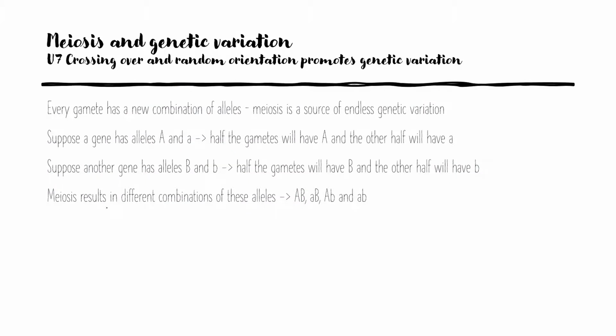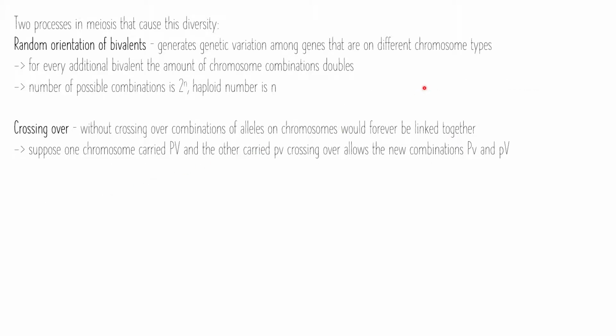Meiosis and genetic variation. Every gamete is going to have a new combination of alleles, so meiosis is essentially a source of endless genetic variation. In meiosis, there are 2 processes that lead to genetic diversity. The first process is random orientation of bivalents. This generates genetic variation among genes that are on different chromosome types. So for every additional bivalent, the amount of chromosome combinations doubles, and the possible combinations is given by the formula 2^n, which we discussed earlier.